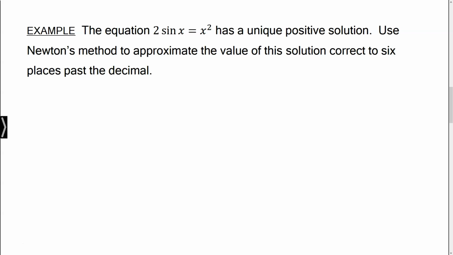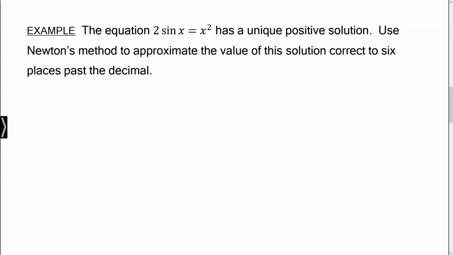Okay, so we are going to solve this equation: 2 sine x is equal to x squared. And this says it has a unique positive solution. Obviously, 0 is a solution. If you don't see that immediately, you can check it easily. Sine of 0 is 0, 0 squared is 0. But it has a unique positive solution. And so we're going to use Newton's method to approximate the value of this solution correct to 6 places past the decimal. So what I'm going to do is show you the graph of this.